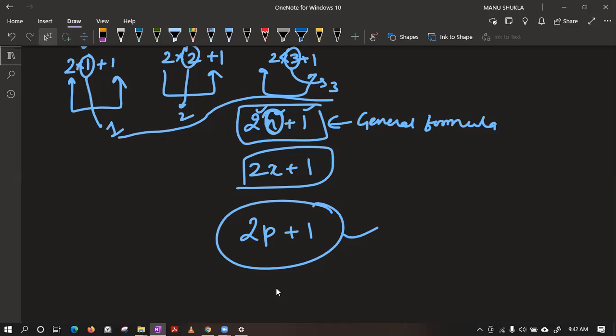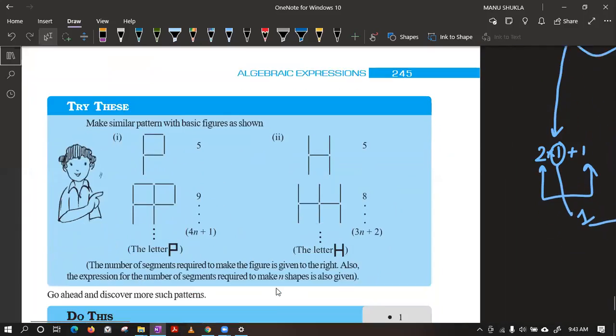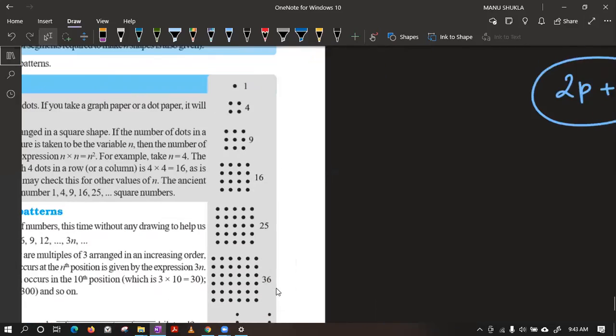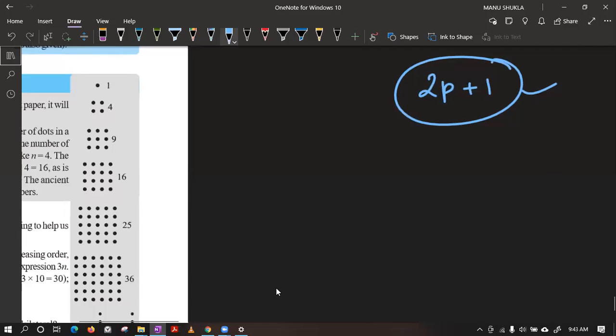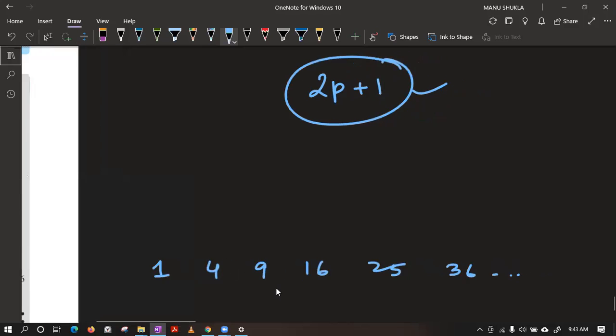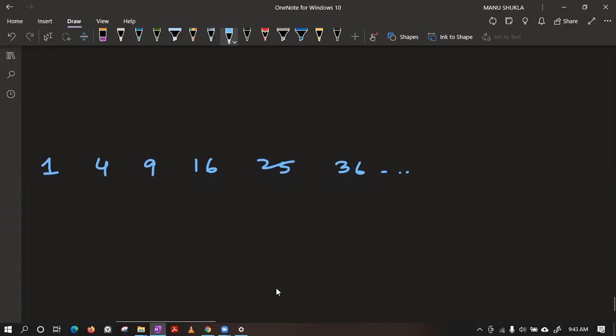So here what we are doing is we are trying to understand the pattern. Okay, give some more examples. Let's take this one, 1, 4, 9, 16, 25, 36, and so on. Class, now tell me what sort of pattern are you finding in this?